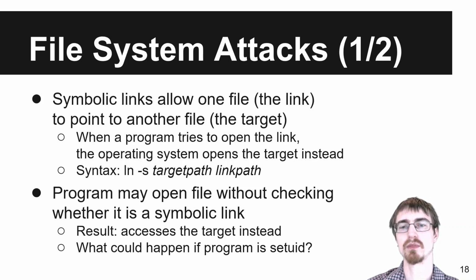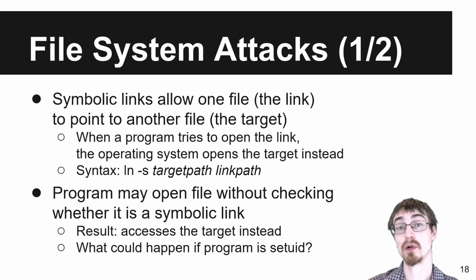Right? So this means that we can put a file somewhere that refers to another file. The syntax for this is ln -s target path link path. Right? So it looks similar to a copy command, where we copy the target to the link. However, whenever the target changes, the link also changes, and vice versa. So the program might now open the file without checking whether it's a symbolic link or not. So then it accesses the target instead. Now, what could be an issue here if the program was setuid?